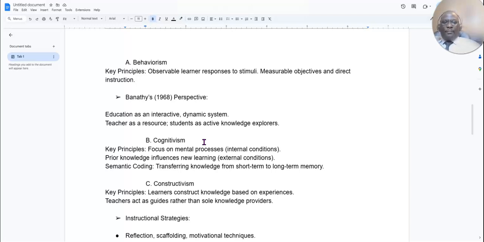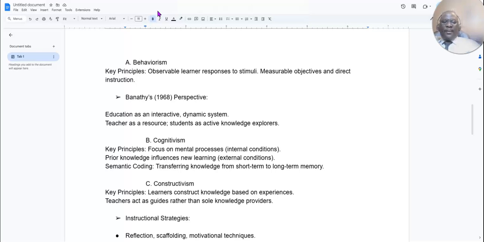Now also we have prior knowledge, which influences new learning. Semantic coding is how knowledge is transferred from short-term memory to long-term memory. Finally, we have constructivism. Constructivism principles is how we build on current knowledge.